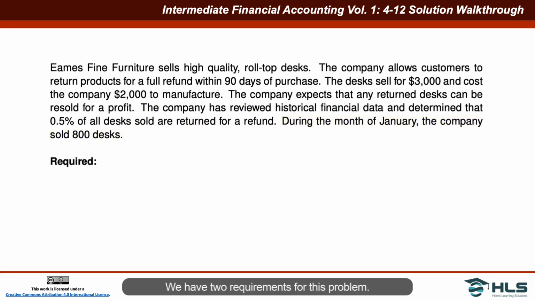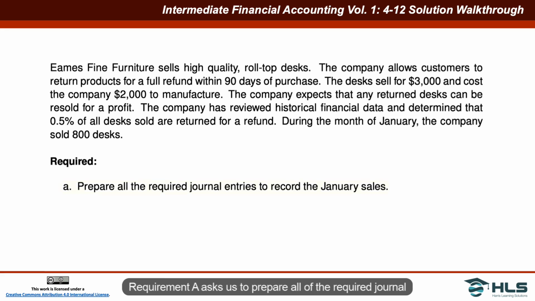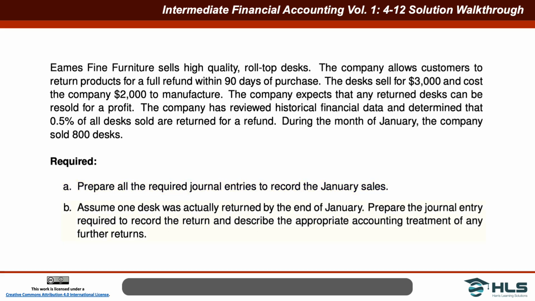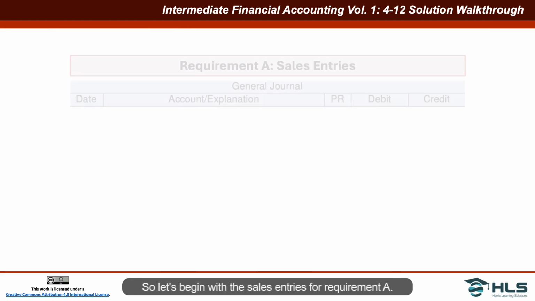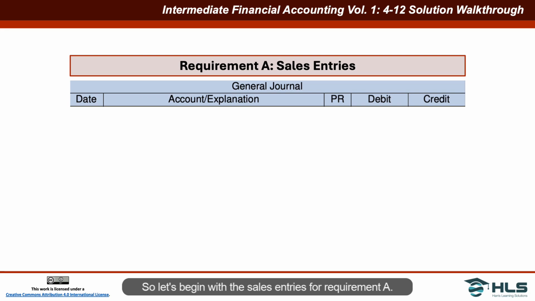We have two requirements for this problem. Requirement A asks us to prepare all the required journal entries to record the January sales. And in requirement B, we're to assume that one desk was actually returned by the end of January, and to prepare the entry required to record the return, and then to describe the appropriate accounting treatment of any further returns. So let's begin with the sales entries for requirement A.